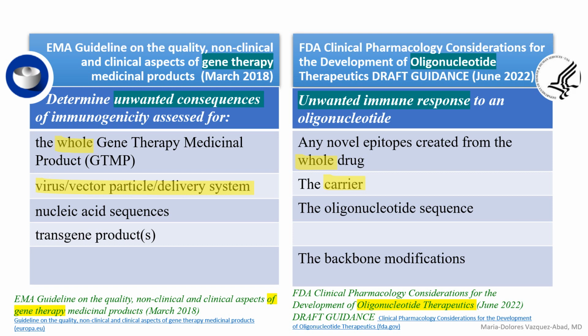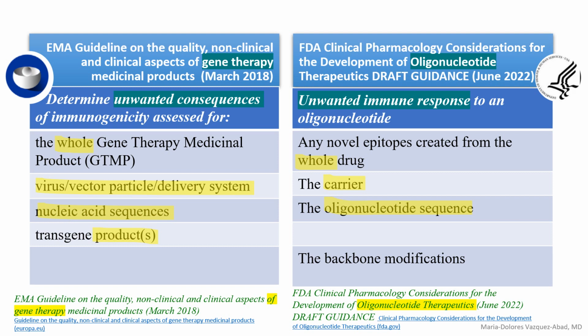And most importantly, in these two, the immunogenicity created by the nucleic acid sequences or the oligonucleotide that's in the drug is important. The EMA also talks about immunogenicity to the transgene product. So all of this has to be evaluated.